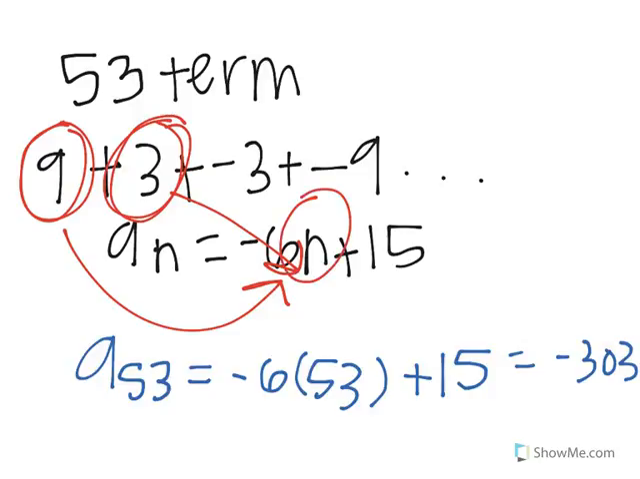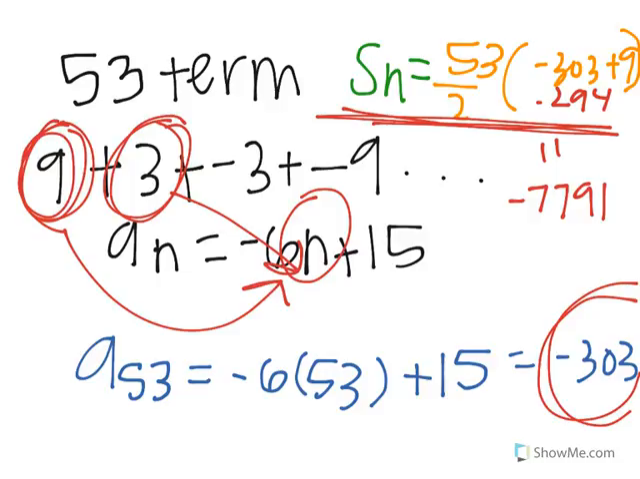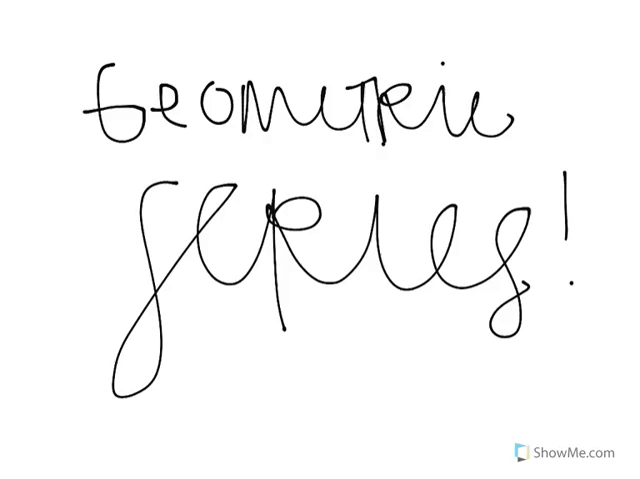And now that you have the first term and the last term, you can plug it into the equation. You plug it into this equation above, and that would equal negative 7,791, and that's the total sum of the 53 terms in a series, not sequence.